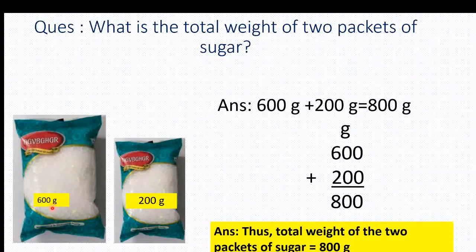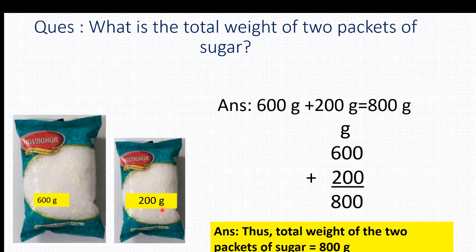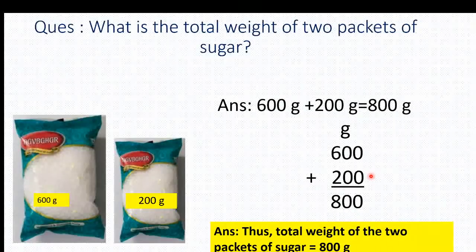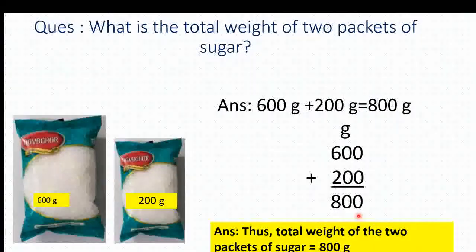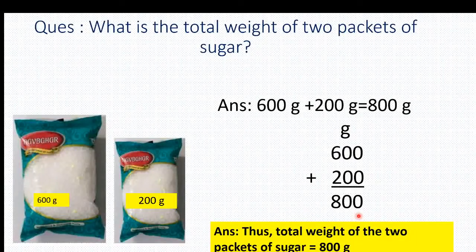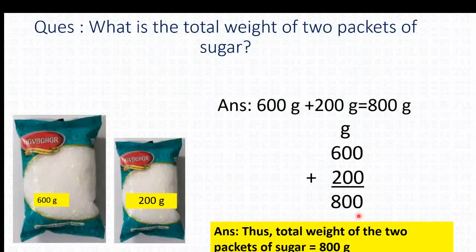Look here children, what is written? Gram is written. Here again gram is written. So what's our first step? We have to write the unit. Here you can see I have written the unit gram. After that I have written 600, the first weight, and then 200, the second weight. After adding these two weights we are getting 800 gram. So the total weight of the two packets of sugar is 800 gram.